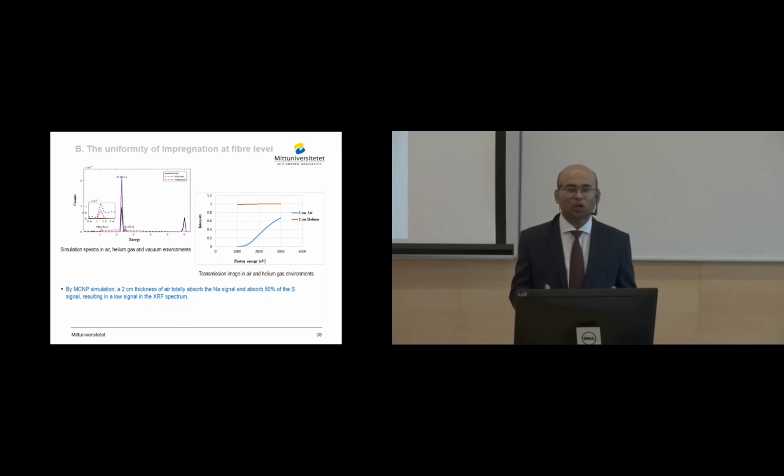So resulting in a lower signal in the XRF setup. So it's better to use vacuum or helium. Vacuum is better for a larger setup because it's possible to handle, but at laboratory scale it is helium gas. The transmission image confirmed this, plotted by the XRF system, comparing 2 centimeters of air and helium. Helium gave a better transmitted intensity. So in our setup, we have checked with helium gas.